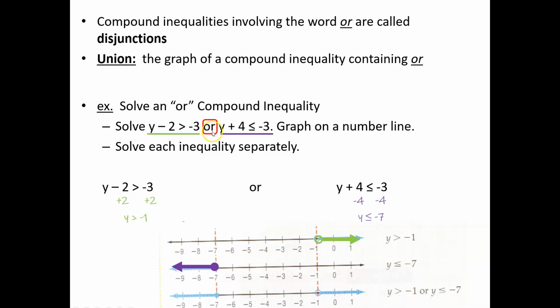Now, this is an or inequality, so it could be in this graph, or it could be in this one. So we'll graph both graphs on the same line. And we get y is greater than negative 1, or y is less than or equal to negative 7. You cannot hook and or together.